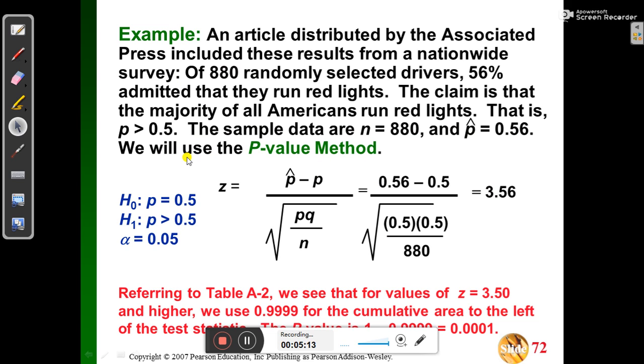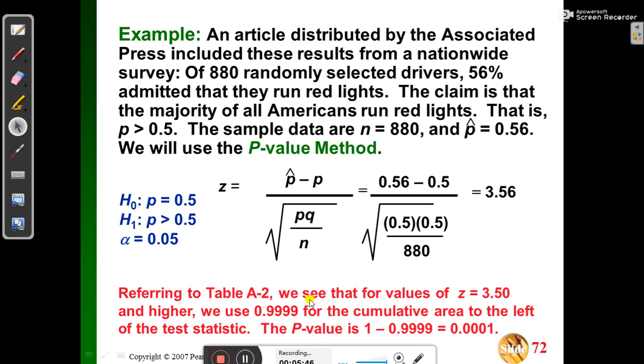We'll use the p-value method. For that, z equals this: we put the sample proportion 0.56 and the population proportion 0.5, and root over 0.5 times 0.5 divided by 880, which is equal to 3.56. Here H naught is p equal to 0.5, because we can put the equal symbol in the null hypothesis, but we cannot put the equal symbol in p greater than 0.5. And alpha is 0.05.